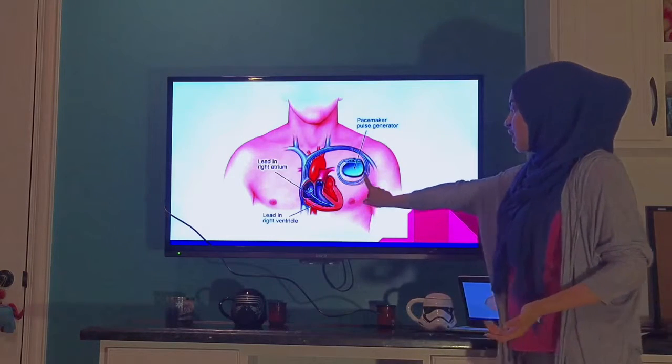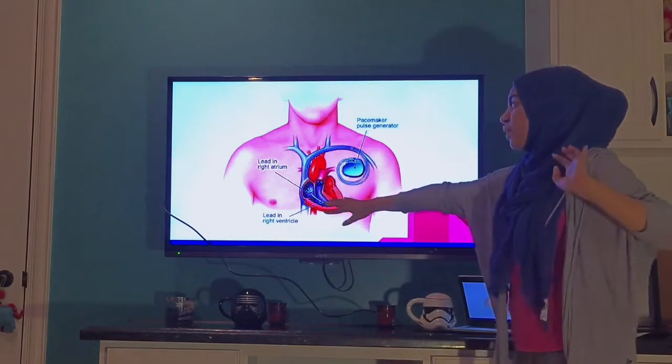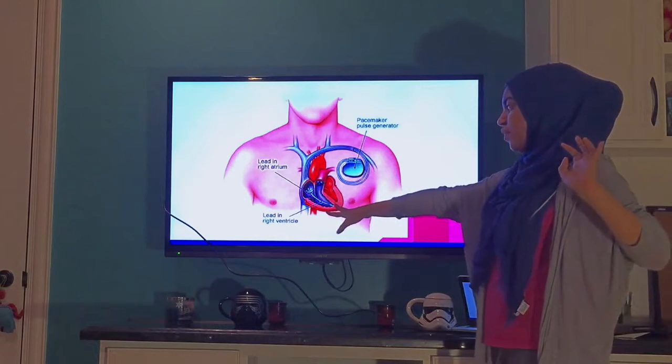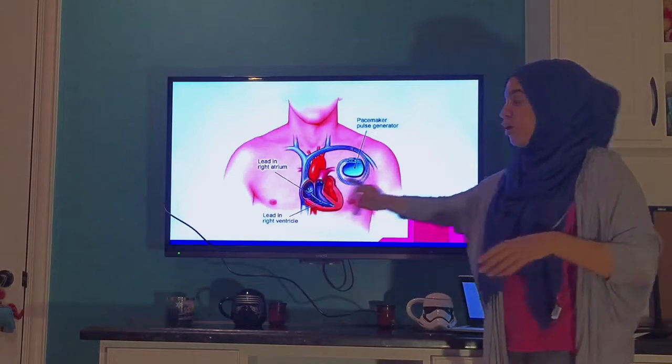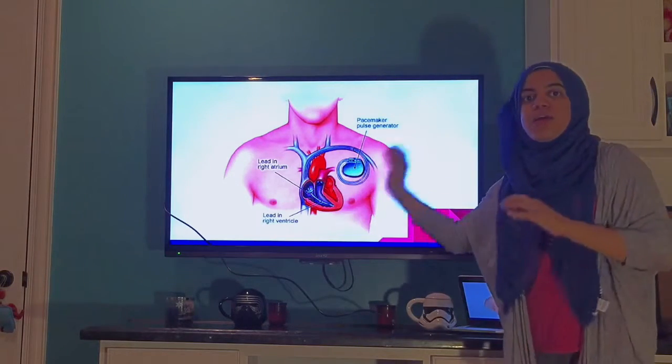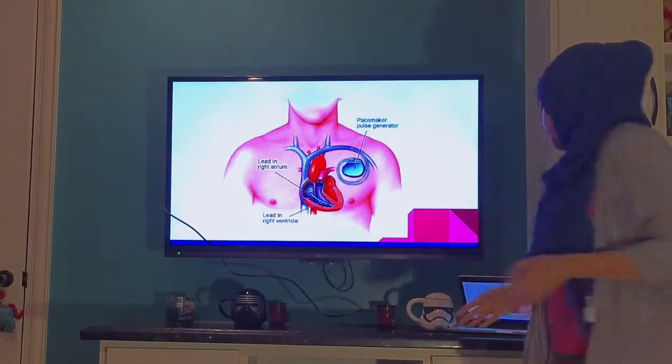And here, as you can see, the lead goes in through a major vein and will enter through the atrium and will sit right there in the ventricle. And as Helen previously showed in the anatomy of the heart, where the SA node is, it's going to sit in that vicinity, and it's going to generate those impulses.